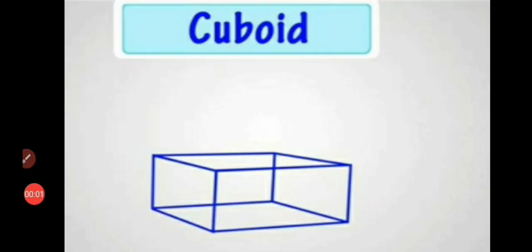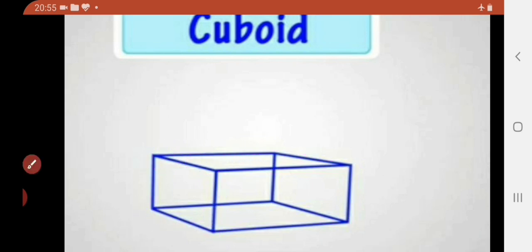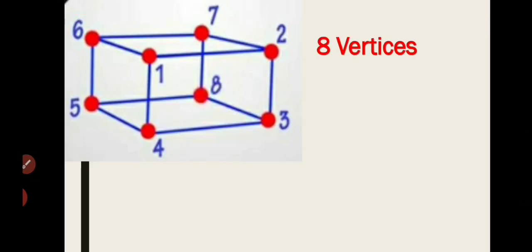The second 3D shape is cuboid. A cuboid is very similar to a cube. You can say it is a longer cube. If you see, it looks like a rectangle in shape, right? A cuboid is made up of a number of rectangles, right? So let's figure out the corners, sides and faces of the cuboid shape.